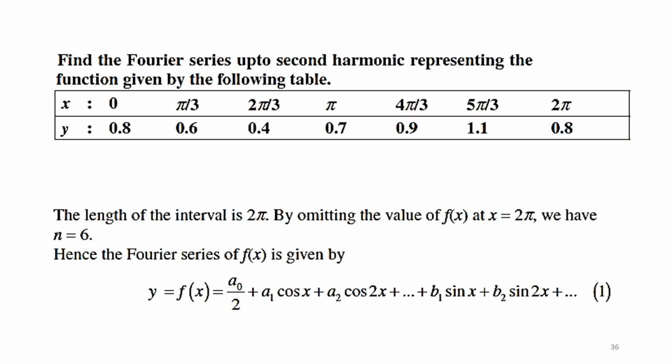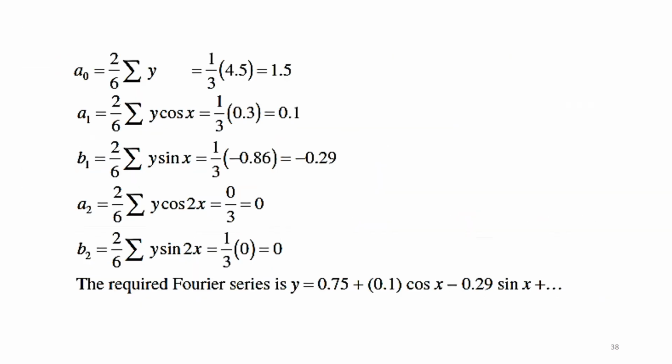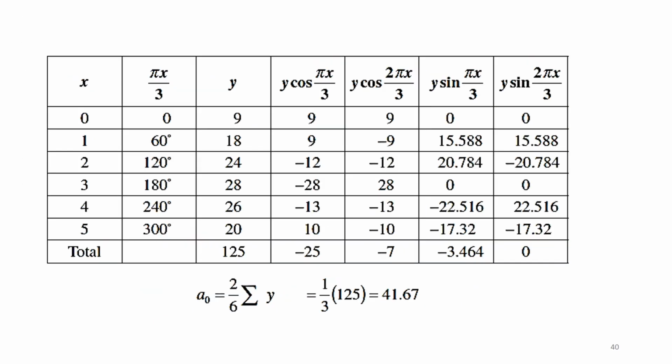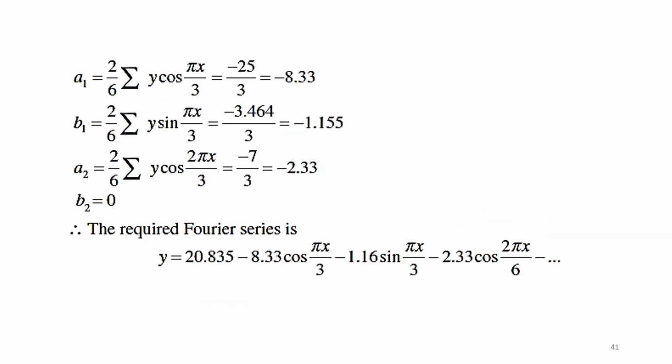Okay, the values are in the form of pi, which is 0 to pi or 0 to 2 pi. But here the values are in the form of pi x by 3. You have here, right, cos n pi x by 3. What is the value of n? Pi x by 3 alone is the x term here. Okay, so pi x by 3 is the x term, so that is your value. Now I have to find summation of y, summation of cos, summation of sine, and b2 becomes 0, and I have substituted and we will get the answer.